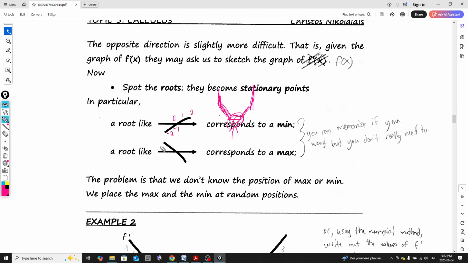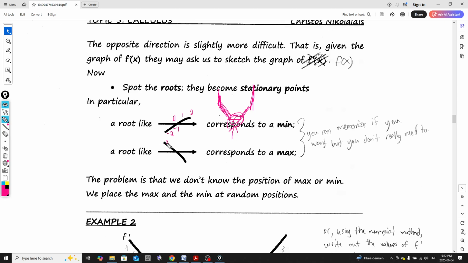You can do the same thing down here. That's why I'm telling you this numerical method is probably a lot easier than trying to memorize everything and asking, what does that look like again? Just write down the slope. So a root like this corresponds to a max. How do I know? Because the y values on f prime of x correspond to the slopes of f of x.